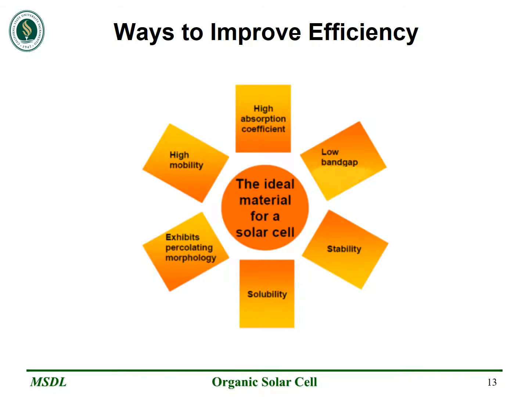Talk about the ways to improve efficiency of the organic solar cell. Ideally, the organic material for OPV should have high absorption coefficient, low band gap, high stability, high mobility, solubility, and exhibit percolating morphology. Various strategies can be implemented to maximize each step involved in the photovoltaic process of OPV to enhance performance of the cell effectively.